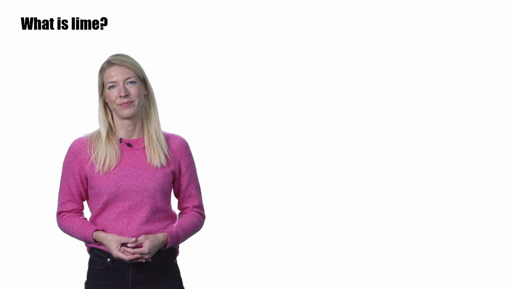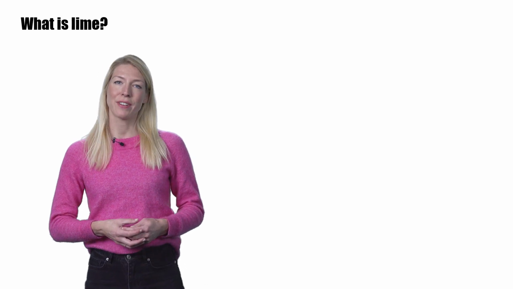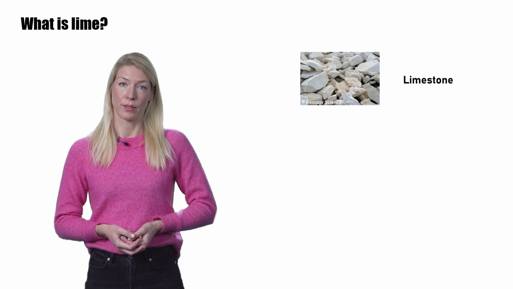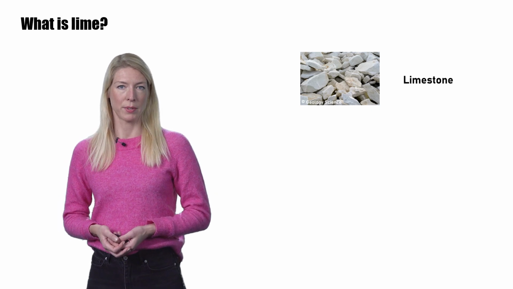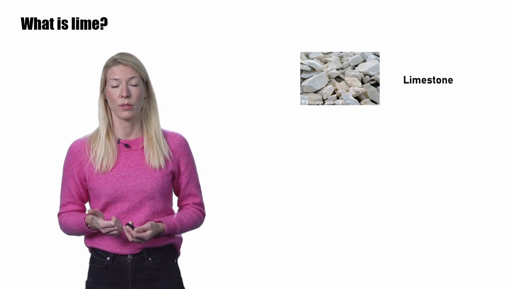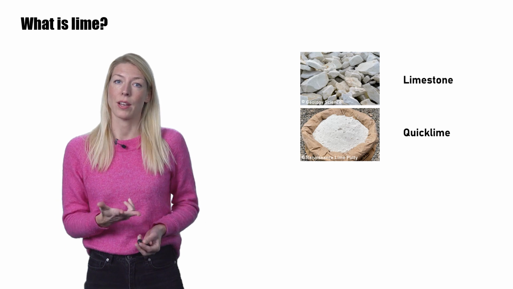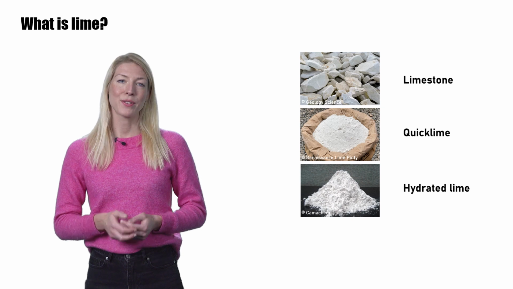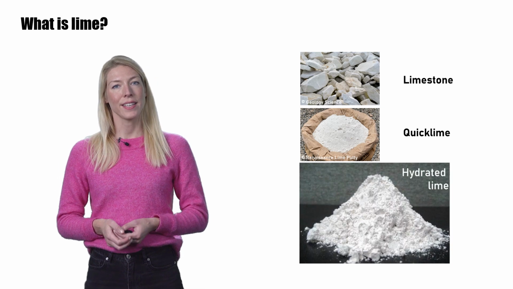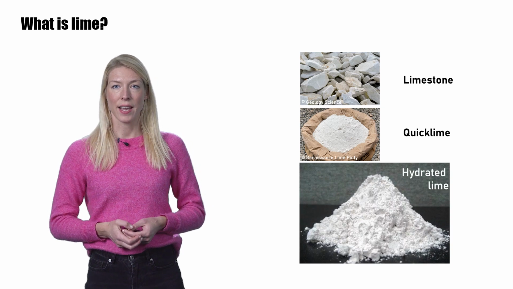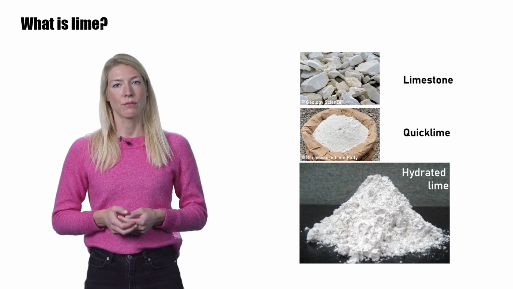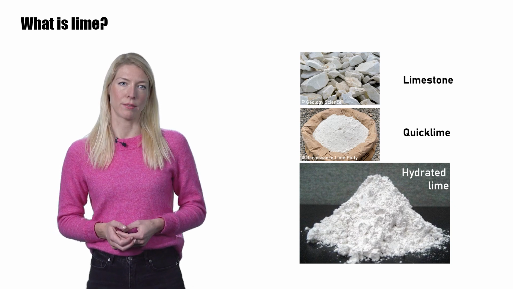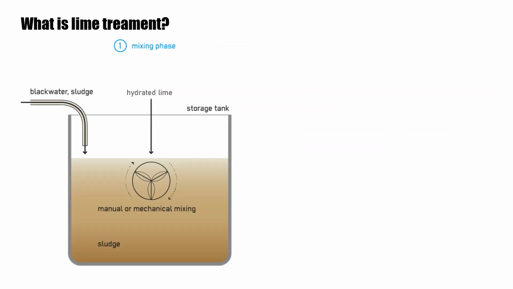So what is lime? Lime is a mineral found in nature in the form of limestone. There are several types of lime. There is limestone, quicklime, and hydrated lime. For fecal sludge treatment, we use hydrated lime because it's easiest to handle, less hazardous than quicklime, and readily available in many crisis regions. Lime treatment is adding hydrated lime to fecal sludge.